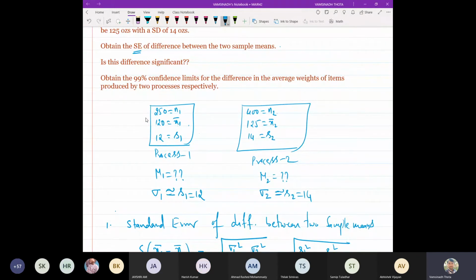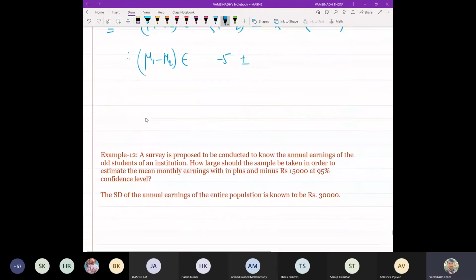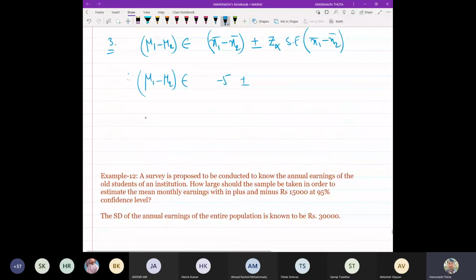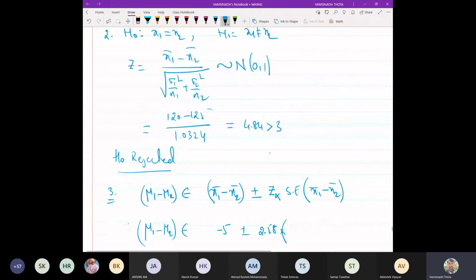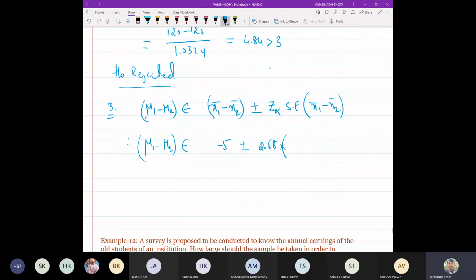Okay, 99% means how much? I think it is 2.58. Z alpha is 2.58. So 2.58 times, what is the standard error? Standard error is 1.0324. Okay, we evaluate it with plus, you will get the upper bound. With minus, you will get the lower bound.